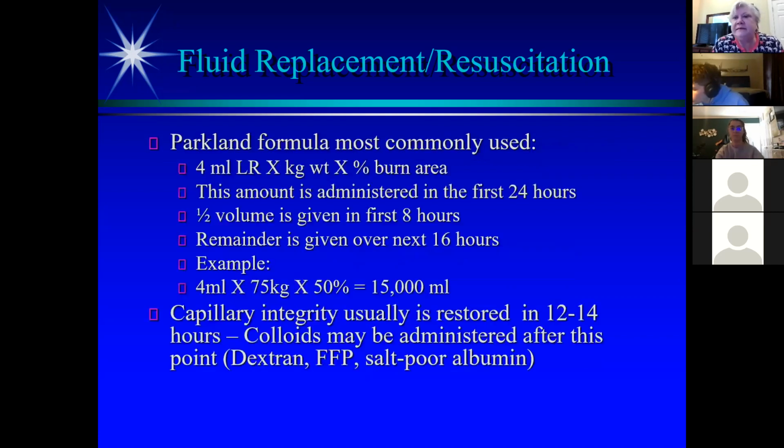Okay, so how do we replace this? Within the first 24 hours, fluid resuscitation is one of the most important things. And so we use what's called the Parkland formula. Now, this is a standard of care, I'm going to say nationwide. It might be worldwide. It comes out of Parkland Hospital in Dallas, Texas. And yes, you have to memorize the Parkland formula, okay? So it's 4 mLs of lactated Ringer's times the percent of burn area times the kilogram of body weight.